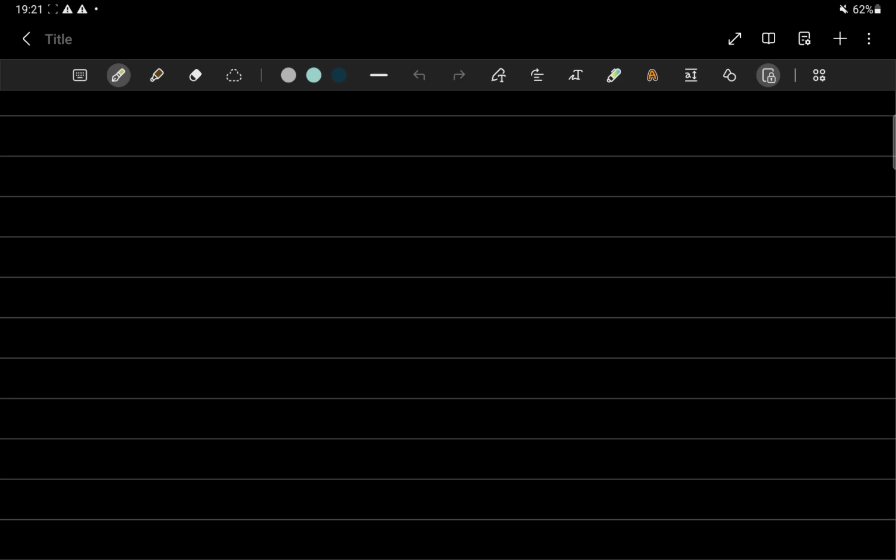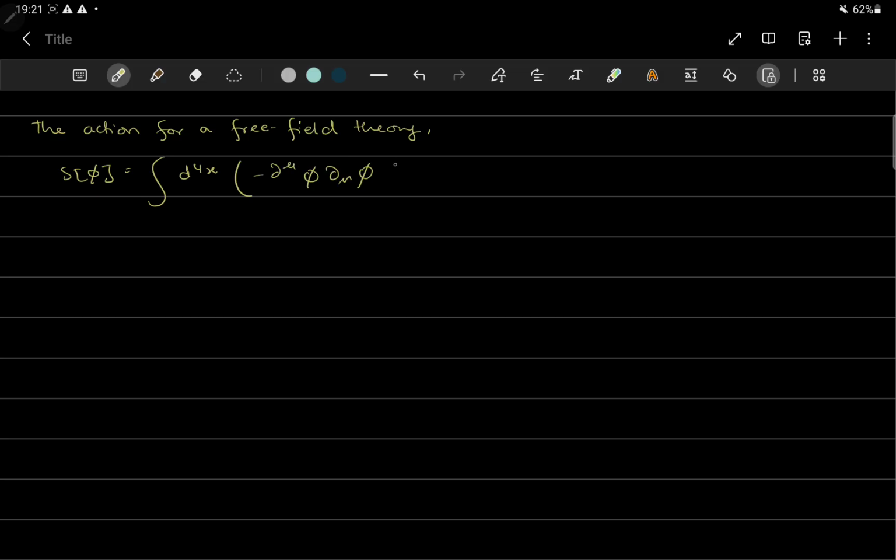So to start, let's look at the action for a field that is free. A free field theory, if it had an action, what would it look like? The action for a free field theory will look something like this. It is a functional, with the integral over d^4x, and the kinetic terms, and that's all. This is a free potential, and I have the action for a free field theory.